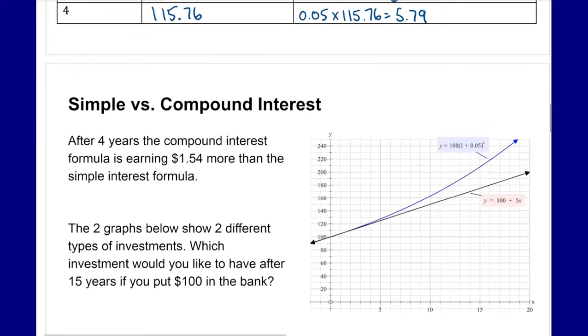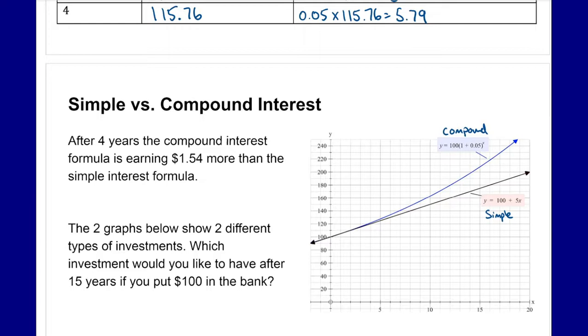The two graphs here show the different types of investments. We can see the simple interest in black, and we can see the compound interest in blue. So which one do you think you would rather have an investment in, the simple interest or the compound interest, after 15 years if you put $100 in the bank? Are you going to say the simple interest just because it's easier to calculate? Or compound interest because it's going to give you more money in the end? I think most people would say probably the one that gives us more money.